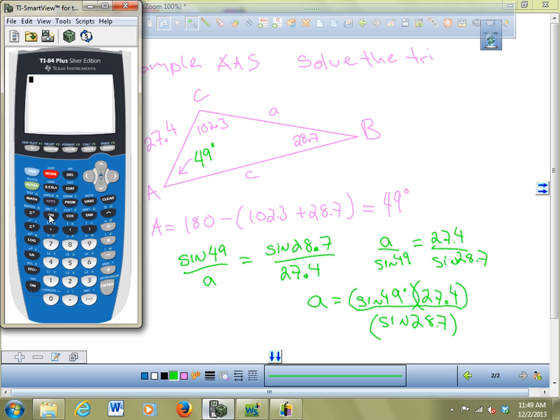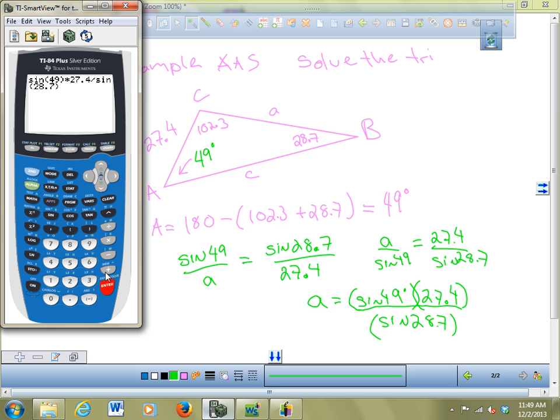Sine of 49. Close those parentheses, otherwise it's going to multiply. You're going to take the sine of 49 times 27.4, which you don't want to do. Okay? Times 27.4. And you don't even have to use another set of parentheses. Divided by sine of 28.7. Right? And then you just hit enter, and you're done.